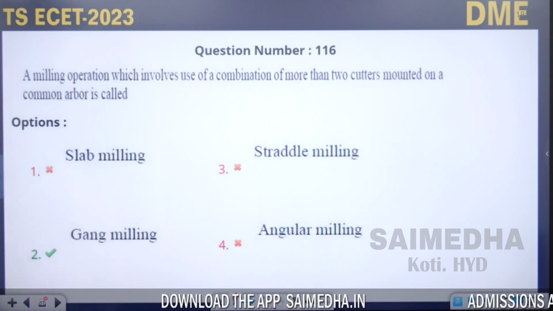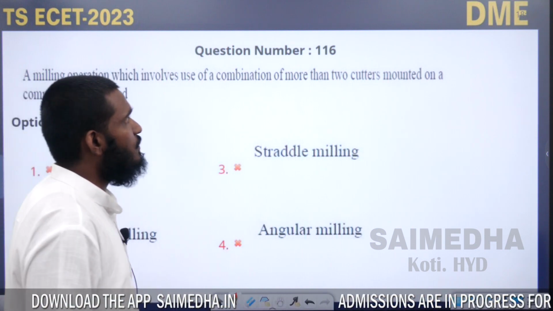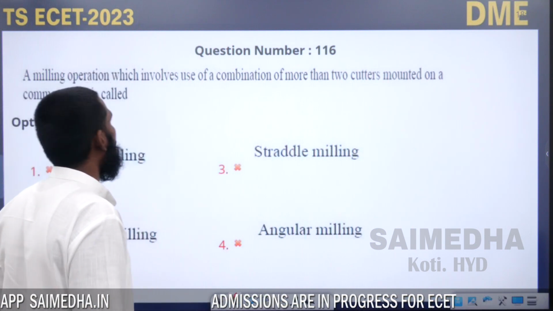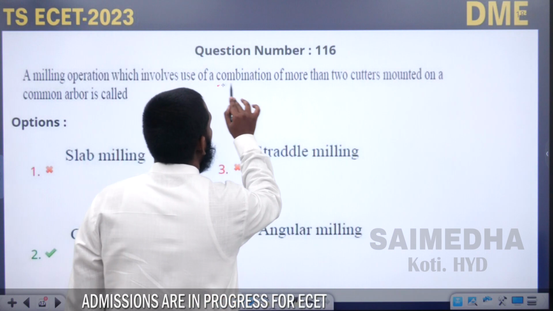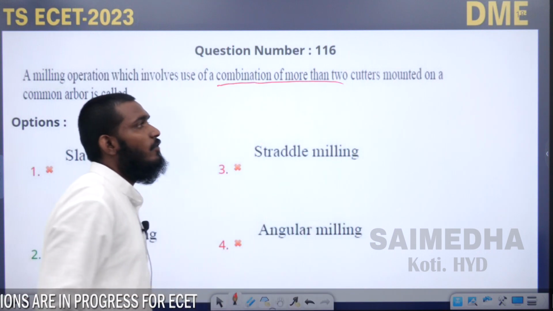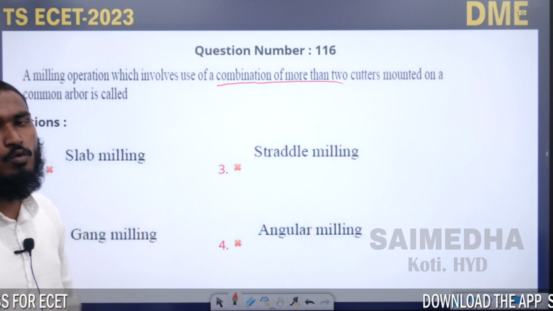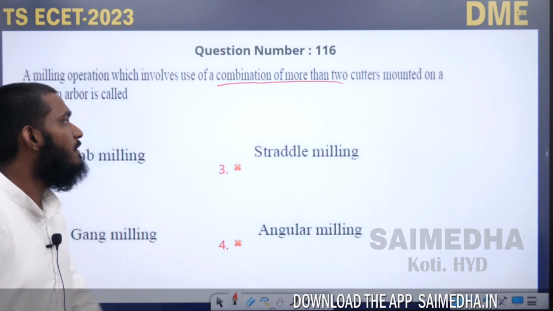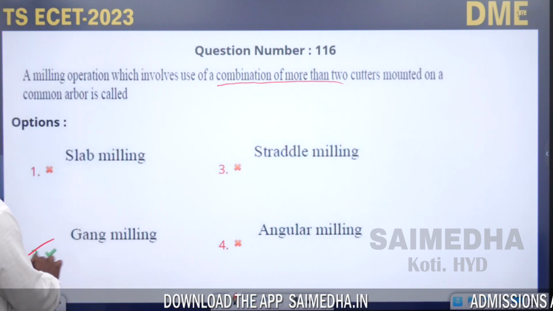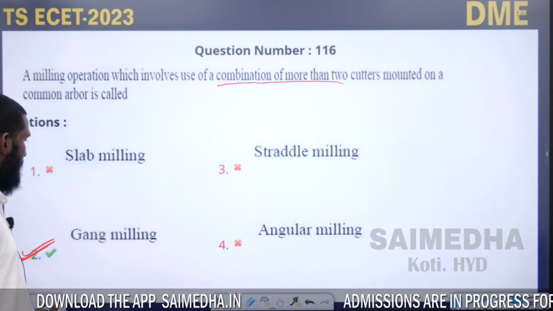Now next, a milling operation which involves use of combination of more than two cutters mounted on the common arbor. Now it is very simple. Whenever we are using a combination of more than two cutters and performing the operation, we call that gang milling. What are we calling that operation? Gang milling.